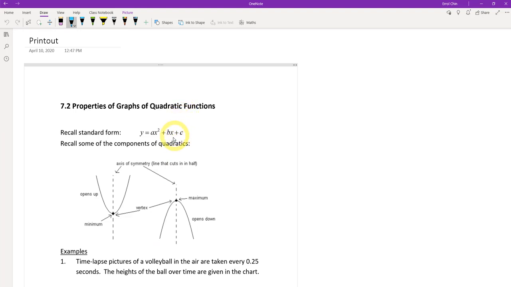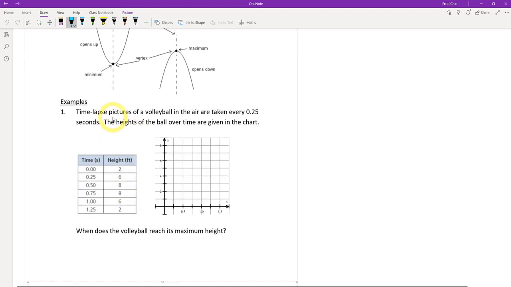Okay? And one new idea is this thing called the axis of symmetry. An axis of symmetry is some imaginary line that goes literally through the lowest point on the graph. In the last lesson, we called the lowest point on the graph the vertex. And now we're going to call it the minimum. So the lowest point is the minimum, and the highest point is a maximum. So the axis of symmetry goes through the vertex. Okay? So let's take a look at example number 1.